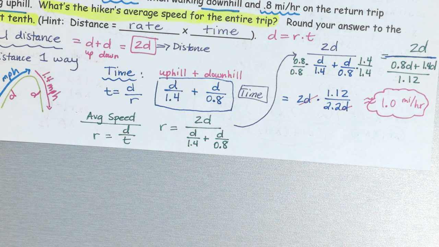Couldn't you just do 1.4, 0.8, and then divide it by 2? That would be your average. No, that's a common mistake people make.